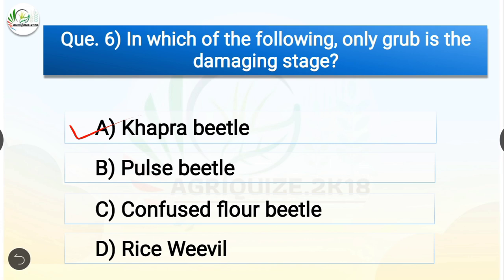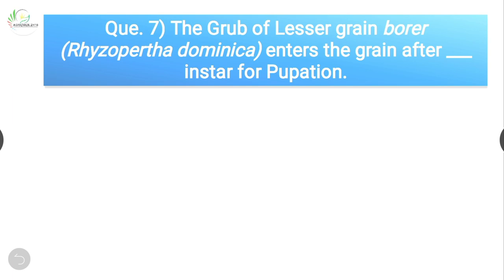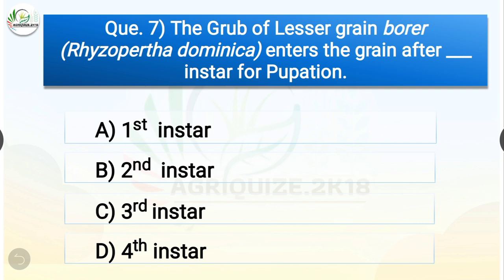Question number 7. The grub of lesser grain borer, Rhyzopertha dominica, enters the grain after dash instar for pupation. The options are first instar, second instar, third instar, or fourth instar. The correct answer is option C, third instar. So the grub of lesser grain borer enters the grain after third instar for pupation.